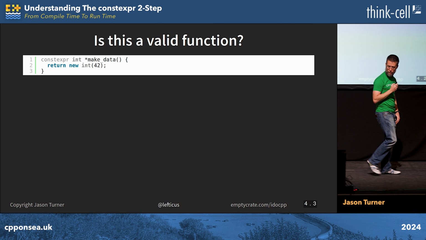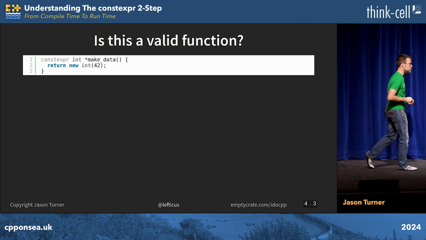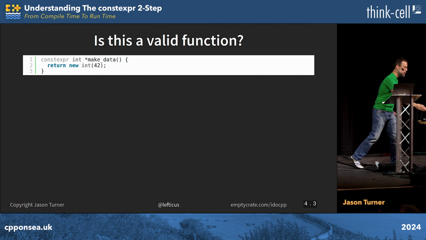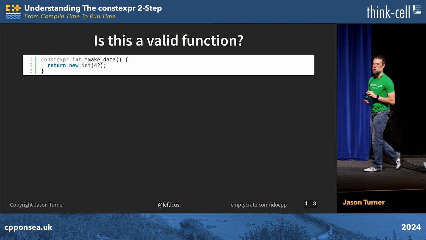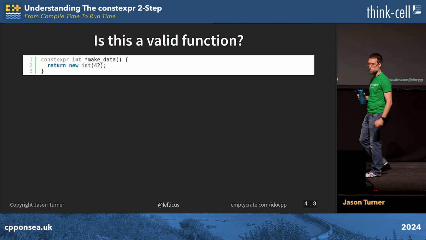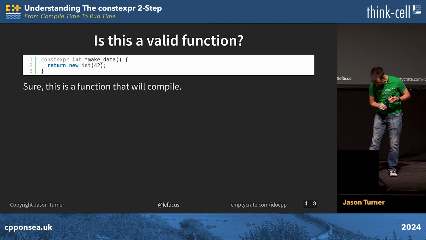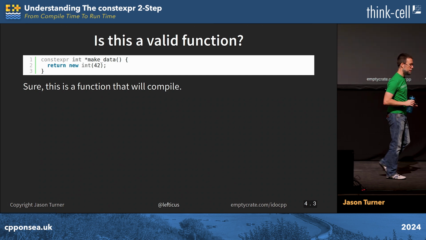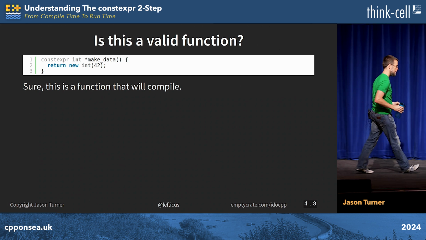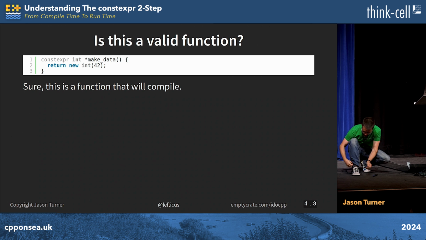Okay, so back to this one. So I have a constexpr function that is returning a pointer created by calling new with a new expression. Is this a valid function? This is a function that will compile. This is valid. We will build on this.